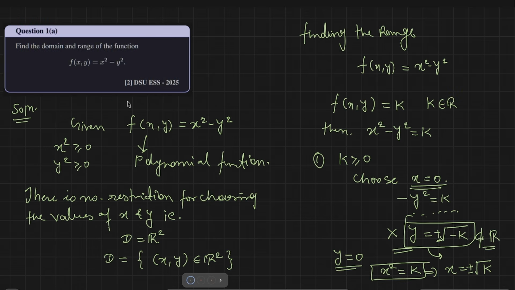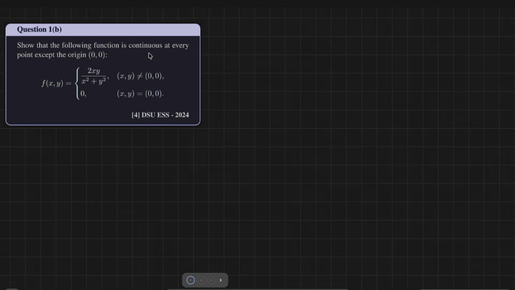And one more thing, it's a polynomial, x square minus y square. You can draw the graph and see what the range is. This is like a hyperbola kind of thing. Okay, you can easily find the solution for this. So the range for this question will be real numbers, and the domain is also real numbers. Now come to the next question.